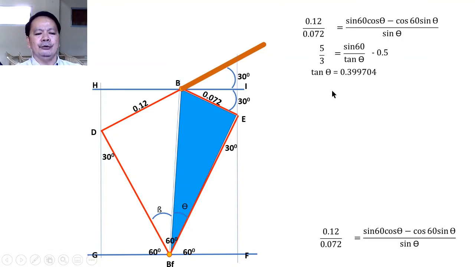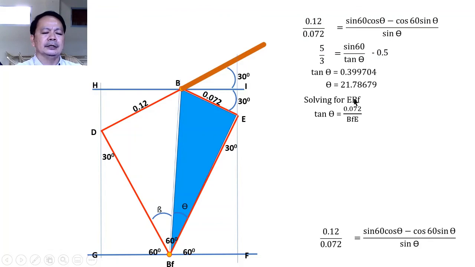Or if you may want, you can still solve for the angle. That angle equals 21.78679 degrees. Now, after you have taken the angle theta or the function of the tangent of that theta, you can go back to the same triangle by solving the line BF, itong line ito from this point up to that point, di ba? Using the same triangle, tangent theta is the ratio of the opposite to the adjacent side, and that's equal to 0.072 divided by the line BF to A.